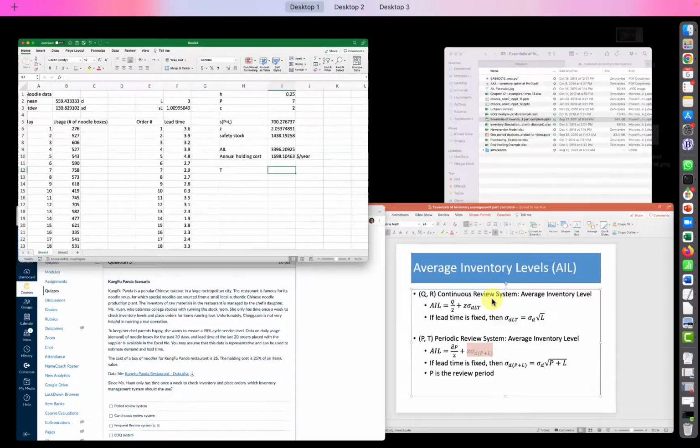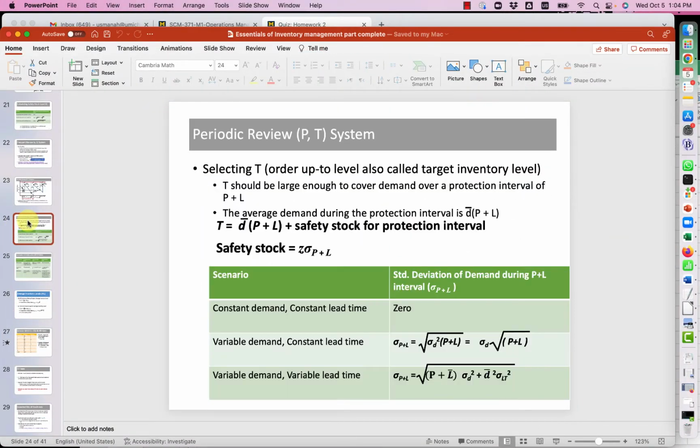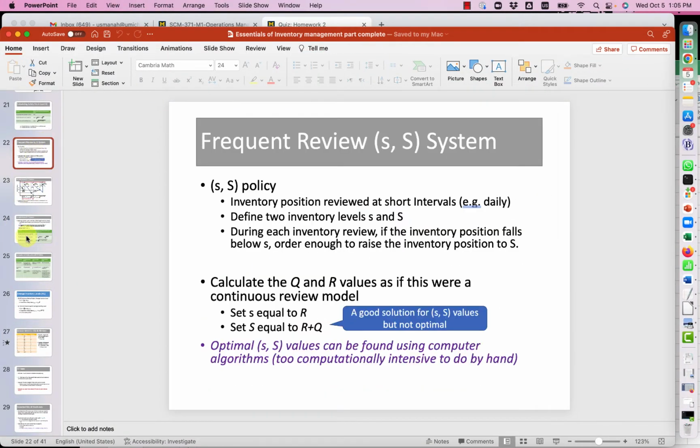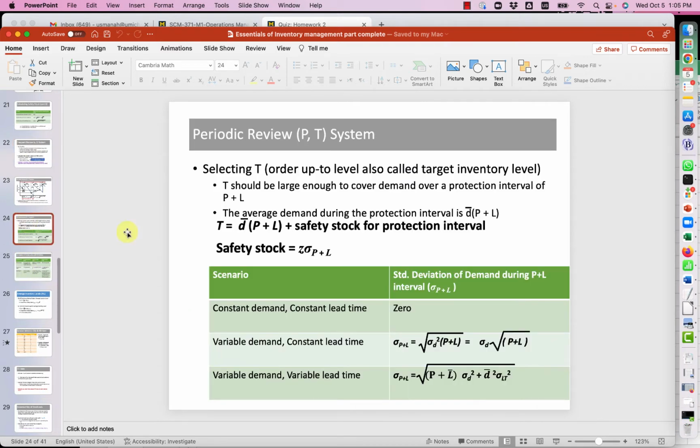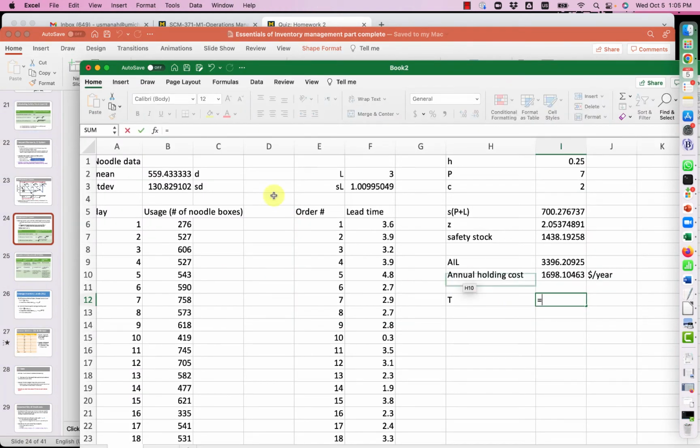We need to find the target level T. We can go quickly back to our formulas. T is equal to average demand times P plus L, plus safety stock. That's really easy, just plugging and chugging the formula. That's D times P plus L, so D right here times P plus L, plus the safety stock. Once you get safety stock, things become easy, right? So that's your T.